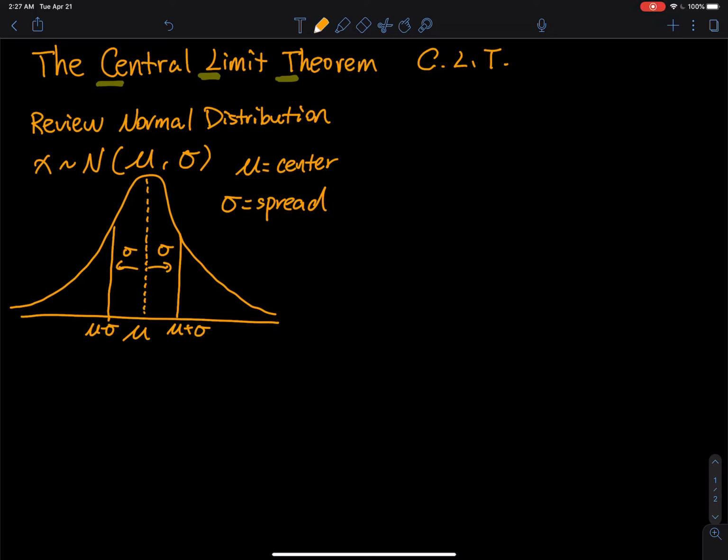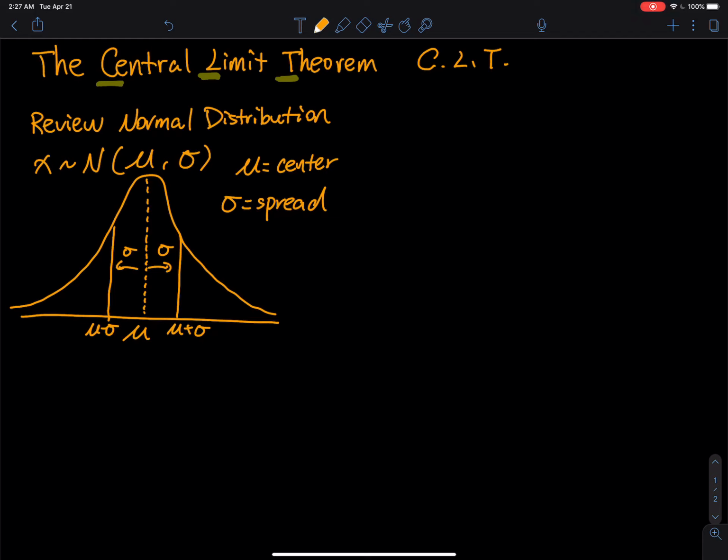Alright, we have a lesson in the central limit theorem. CLT is an extremely important theorem in statistics. Before we start the central limit theorem, we have to review what the normal distribution is. So on my screen, I have review normal distribution.